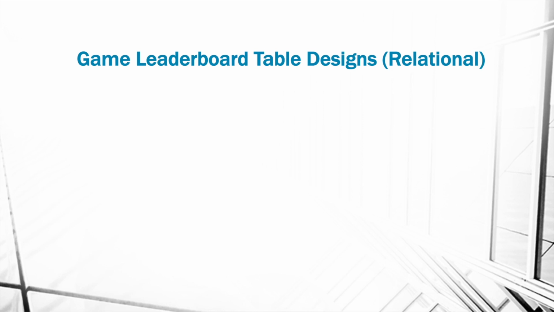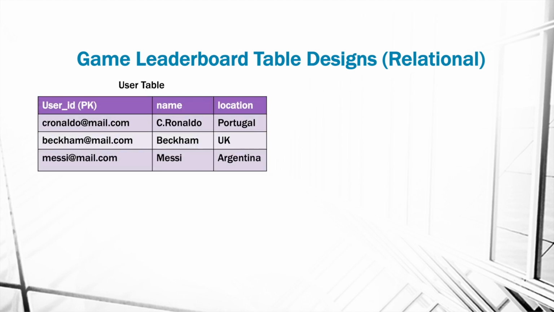Let's look at an example. I will try to model the leaderboard, a game leaderboard, for the relational database first, and we will see a difference in DynamoDB later. We first have a user table which stores the game player info. We use the user ID, which is the email address, as a primary key.